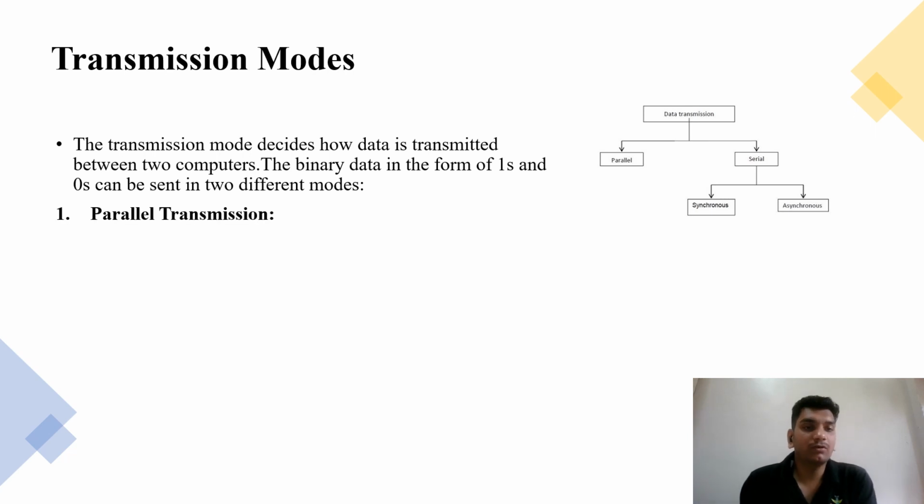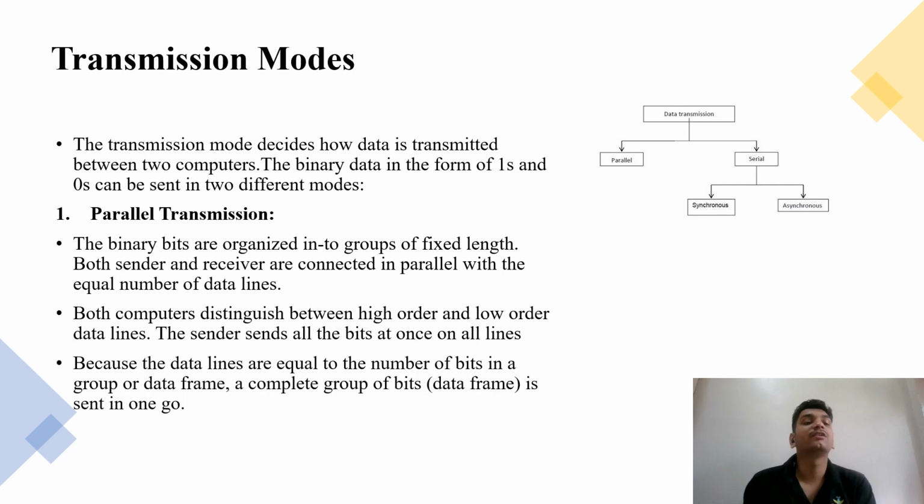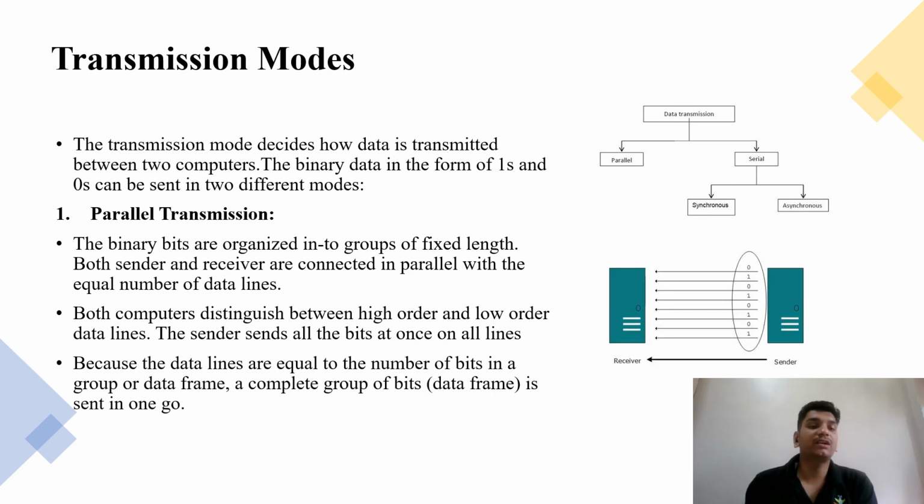Now we will see transmission mode. Basically, the transmission mode decides how data is to be transmitted between two computers. There are two types: parallel transmission and serial transmission. In parallel transmission, the binary bits are organized in groups of fixed length. Both sender and receiver are connected in parallel with an equal number of data lines. Through the high order and low order data lines, the sender sends all the bits at once on all the lines.